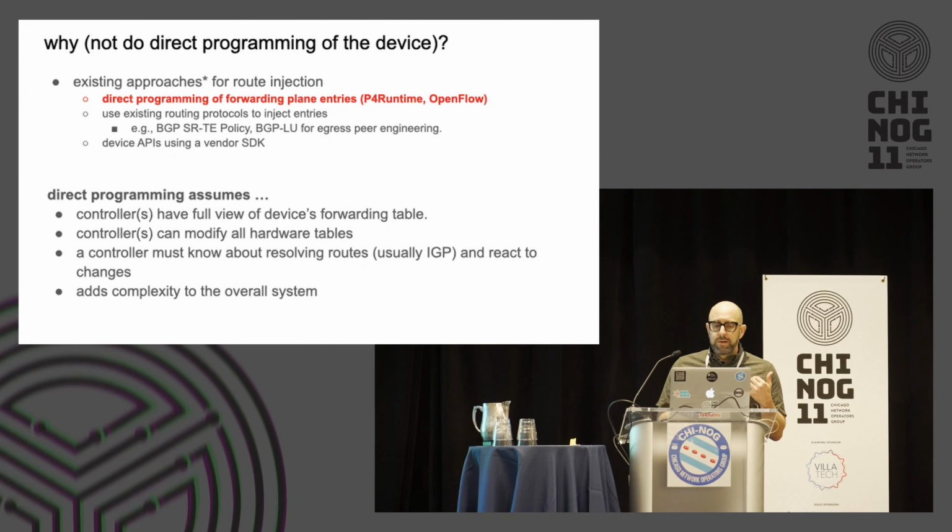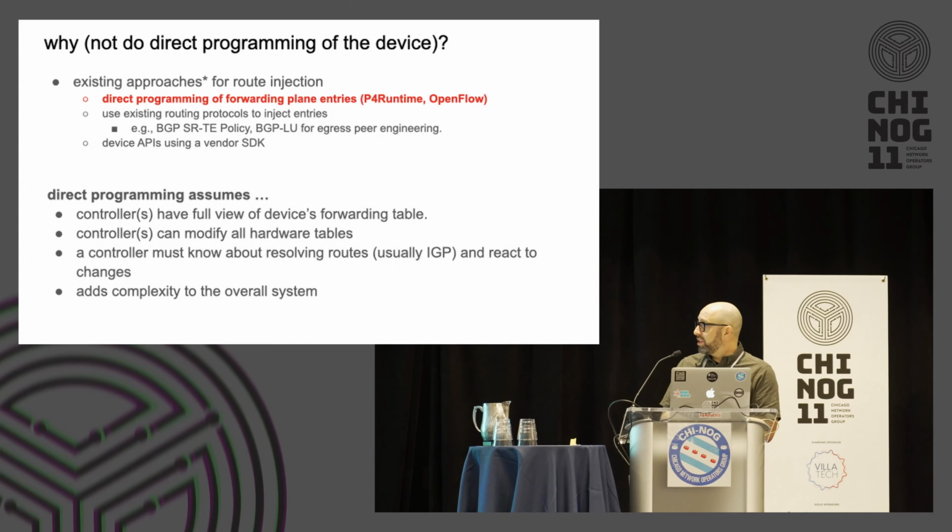But these protocols require that you have a very low-level understanding of what's going on inside of the device. If you're working with OpenFlow or P4 Runtime, you have awareness of what the hardware forwarding tables look like, and you have to do a lot of the heavy lifting associated with generating the next hops and programming them into the hardware. So they don't play nicely with existing routing protocols that you're probably using in your network today. You have to build the whole thing yourself.